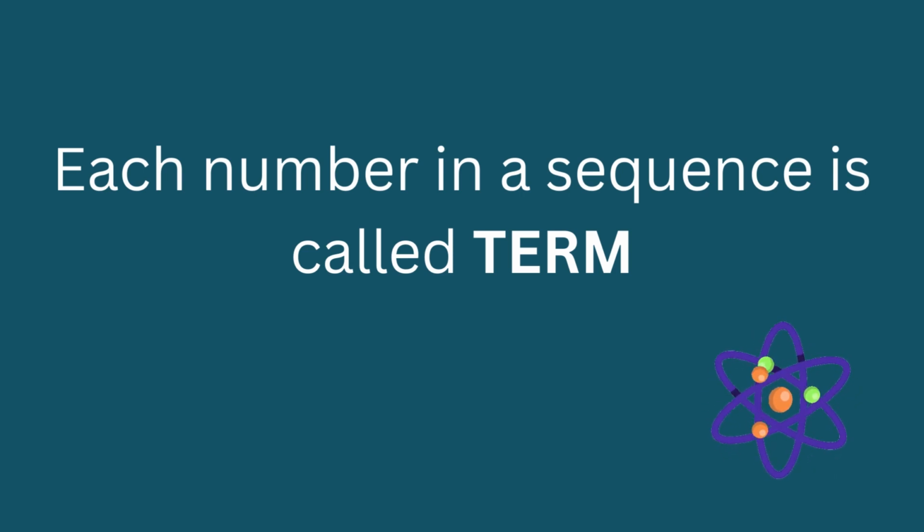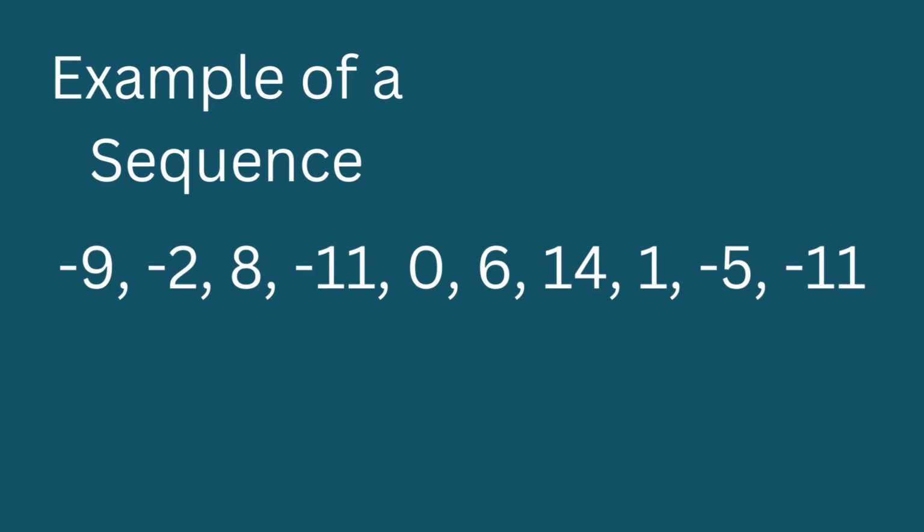In mathematics we think of a sequence as a list of numbers. Each number in the sequence is called a term of the sequence. There is a first term, a second term, a third term, and so on. For example, the daily high temperature readings in one city for the first 10 days of January can be thought of as a finite sequence with 10 terms, like the following: -9, -2, 8, -11, 0, 6, 14, 1, -5, -11.